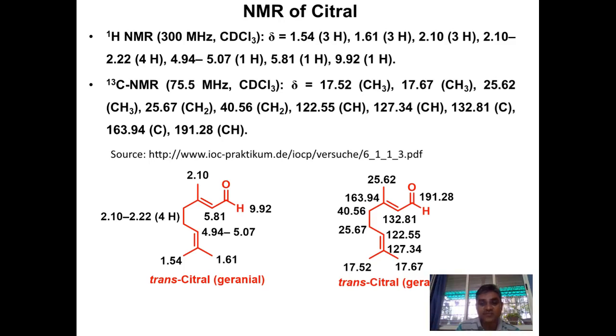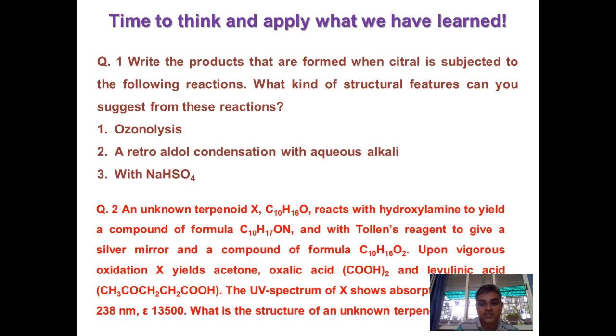Now once this topic is prepared, the next part is about the probable structures or the question bank on this citral molecule. There are various ways to ask the question. The students can be asked to write the products of the reactions when citral is subjected to ozonolysis, retroaldol condensation, and potassium hydrogen sulfate. So these three reactions are very important, and therefore students can be asked to draw the products of the reactions of citral.